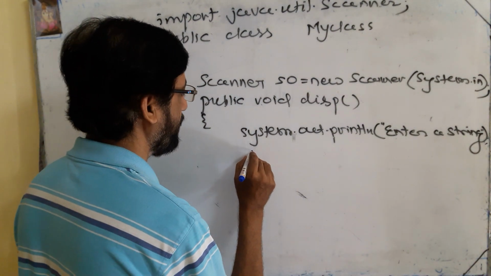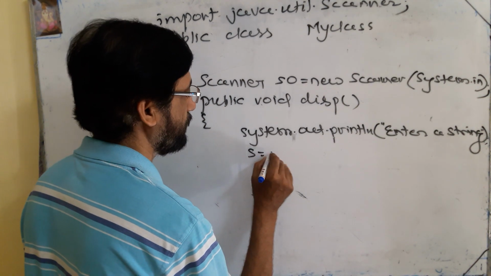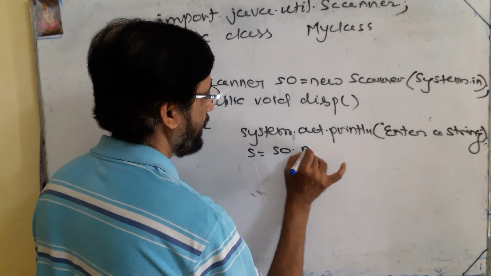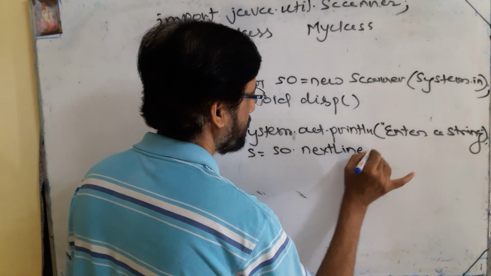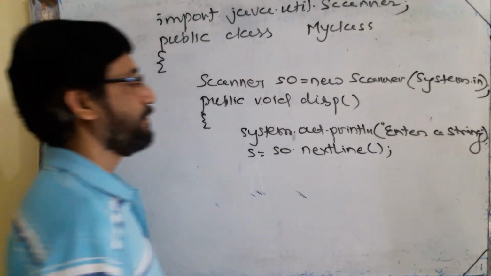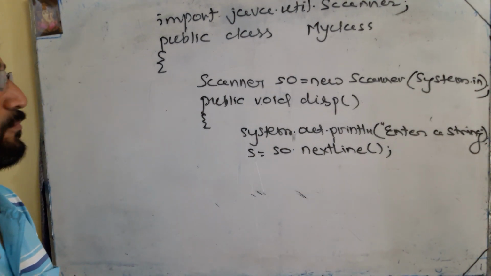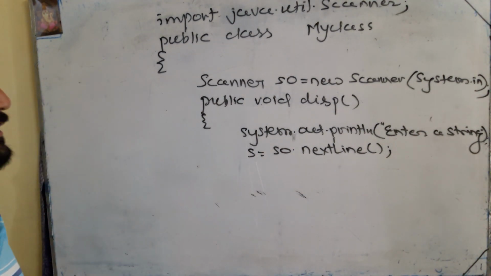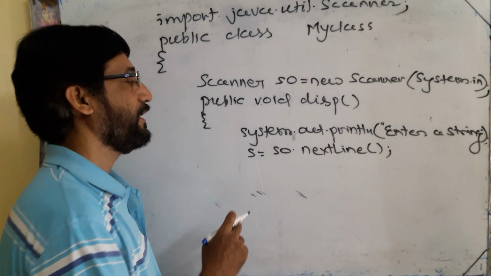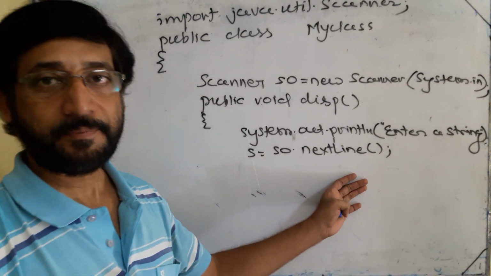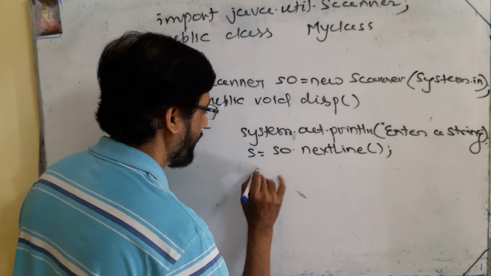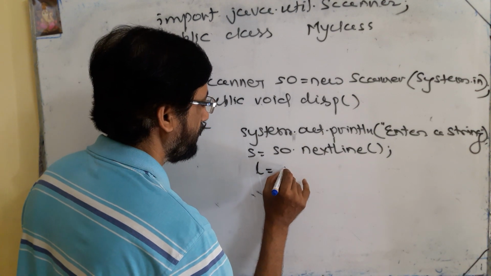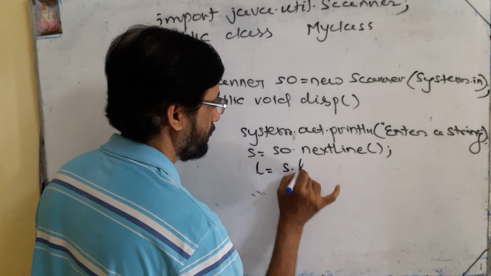Now you can store it in a string variable, say s = so.nextLine(). You can use the nextLine function to input the string, because our string may consist of more than one word. Then, as I told, you have to find the number of characters of the string, so you can take the length function to find the number. l = s.length().